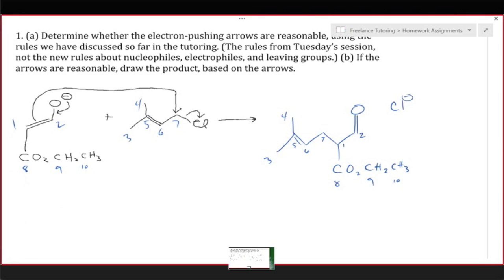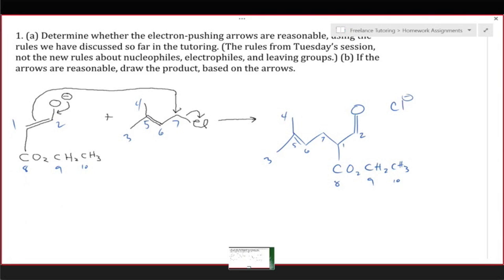You numbered everything. That's good. Let's see. This is kind of a complicated example. Let's see what we got here. 4, 5, 6. So 7 ends up attached to 1. Yeah, that's right. And then that's 2 oxygen. Good use of numbers. You changed 2 charges.